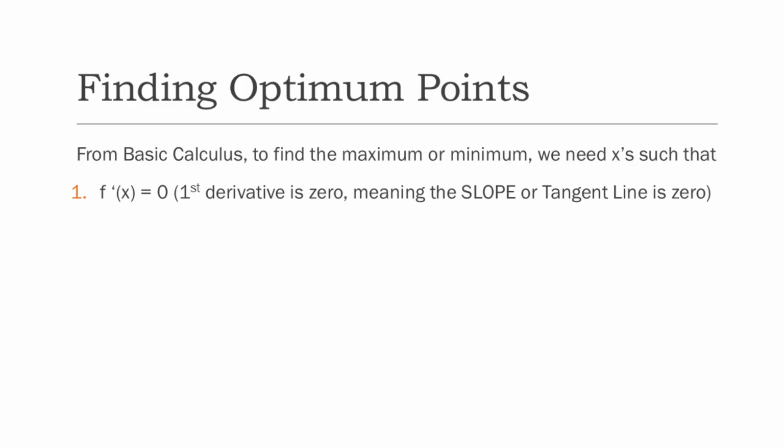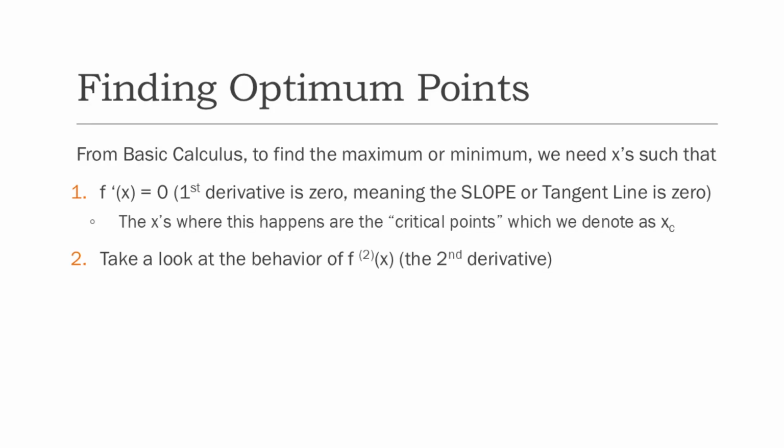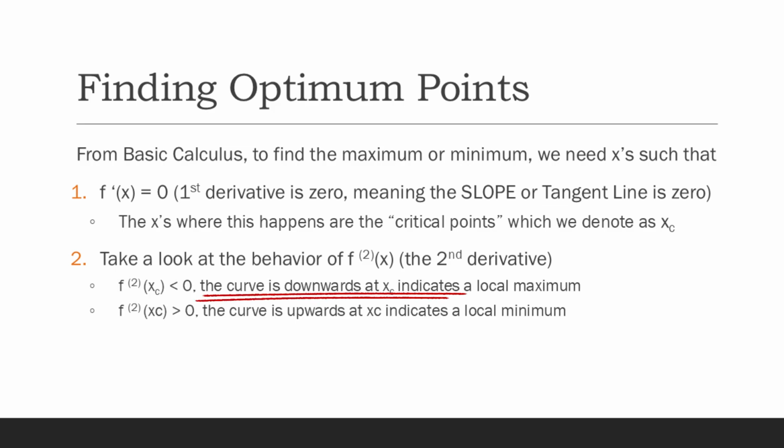So for finding optimum points, from basic calculus, again, we need to find f prime of x equals 0. That's really the slope of the tangent line at that point. And additionally, we can take a look at how the tangent line performs over the curve, or we can take a look at the behavior of the second derivative. If the second derivative at the critical point is less than 0, or negative, the curve is downwards pointing, and that indicates a local maximum. Or if f double prime at the critical point is positive, or greater than 0, the curve is upwards pointing, and x sub c indicates a local minimum.